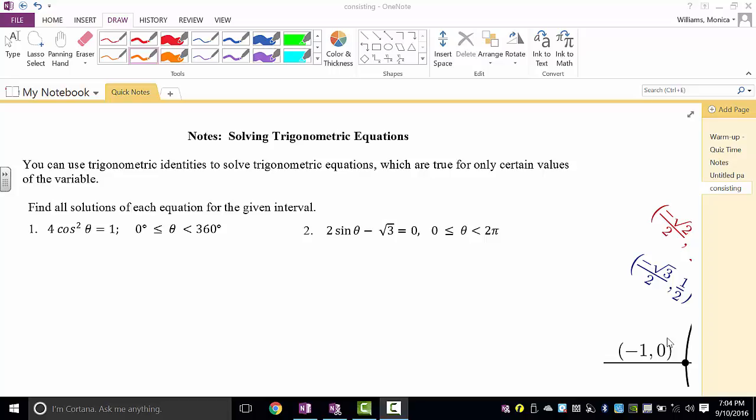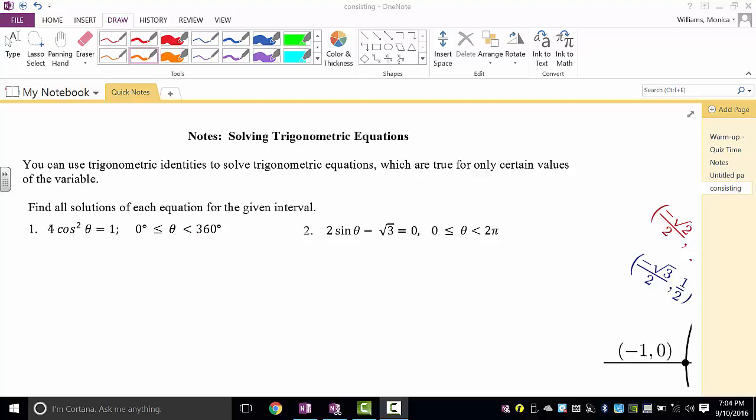Today we are going to pull together everything we know about solving equations and solve some trig equations. Find all solutions of each equation for the given interval. We're going to solve 4 times cosine squared theta equals 1 for the interval of 0 to 360.